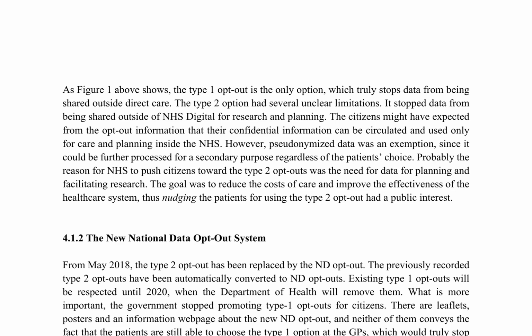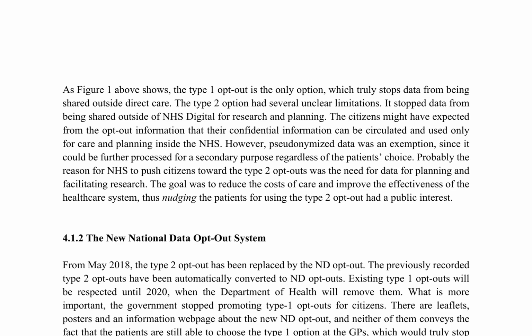The Type 1 opt-out is the only option that truly stops data from being shared outside direct care, as shown in Figure 1. The Type 2 option had several unclear limitations, including the exemption of pseudonymized data for secondary purposes regardless of patient choice. The goal was to reduce healthcare costs and improve the system's effectiveness, thus nudging patients toward the Type 2 opt-out, which had a public interest.